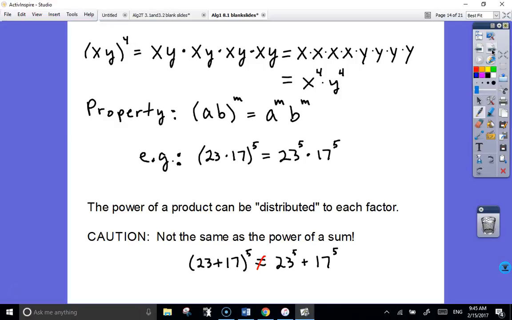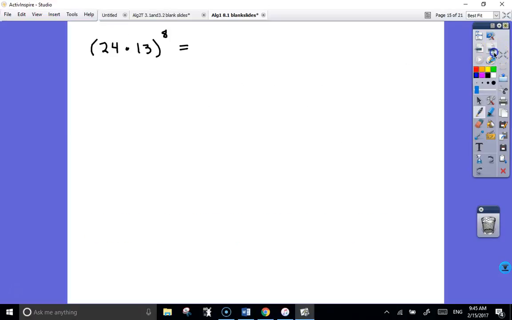Well, this is just kind of showing where the property comes from. Ultimately, what you want to remember is this right here. If you've got a base with more than one factor inside parentheses, and it's all being raised to an exponent, then you distribute the exponent. Distribute. And that's the third property that's considered multiplication.